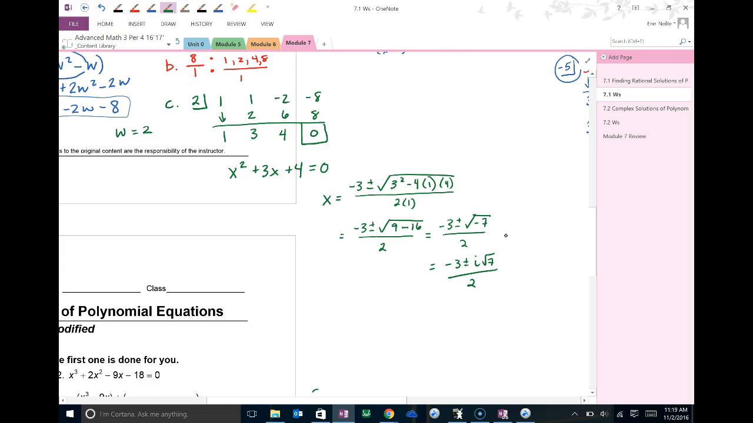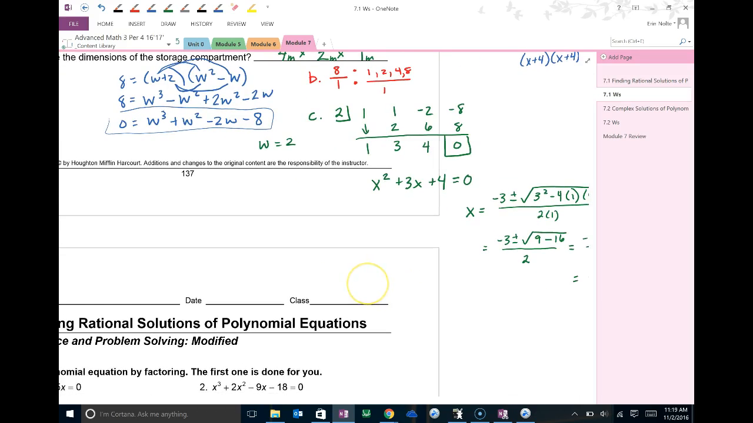Okay. So what I'm going to do is give you the 7-2 worksheet, and you're going to do 4 problems for homework. Yeah, you have finished. So your assignment is to finish the 7-1 assignment. And then I'm going to give you 4 problems from the 7-2 assignment.